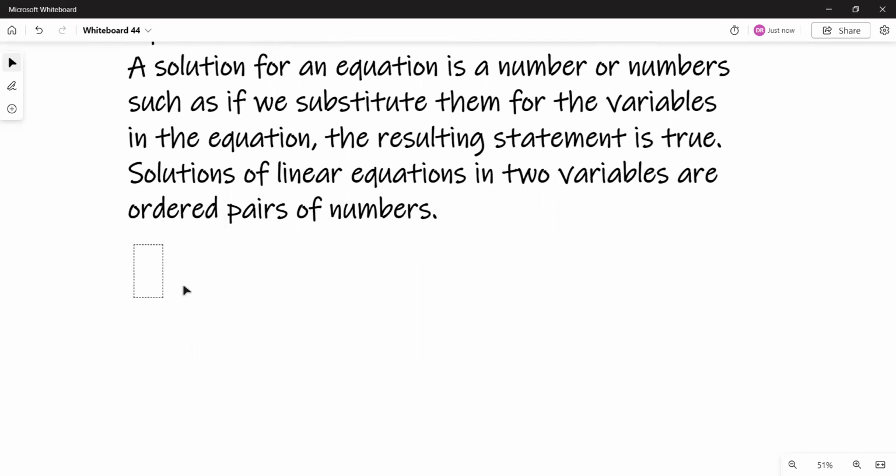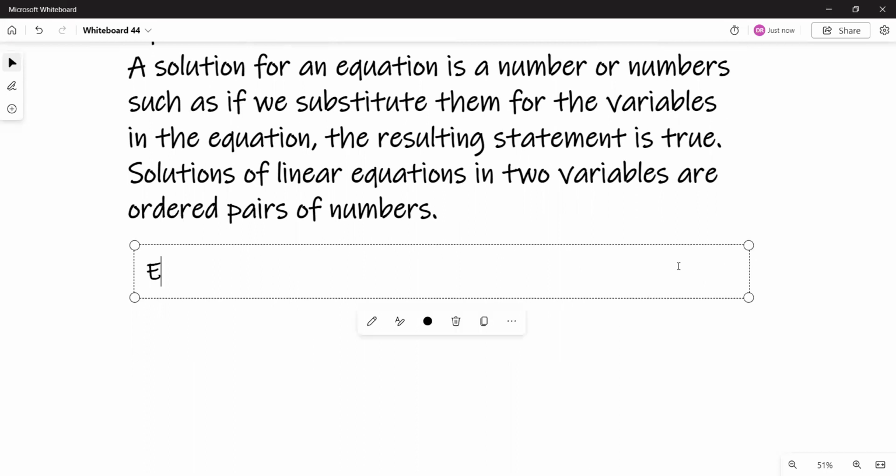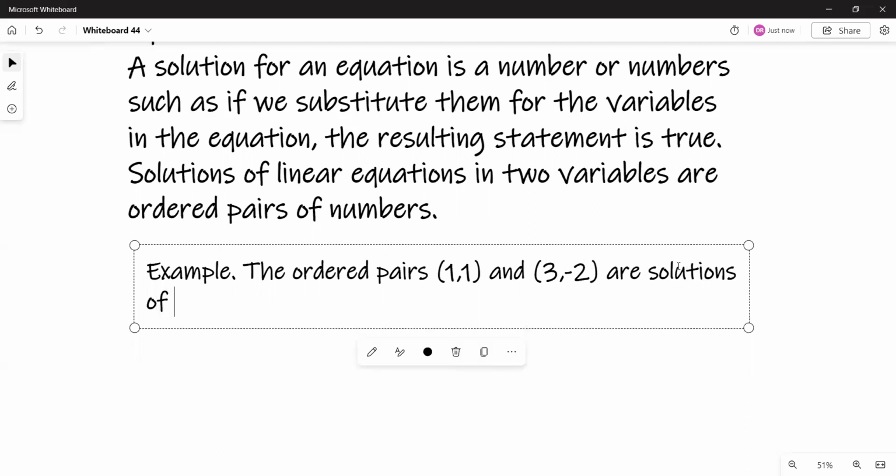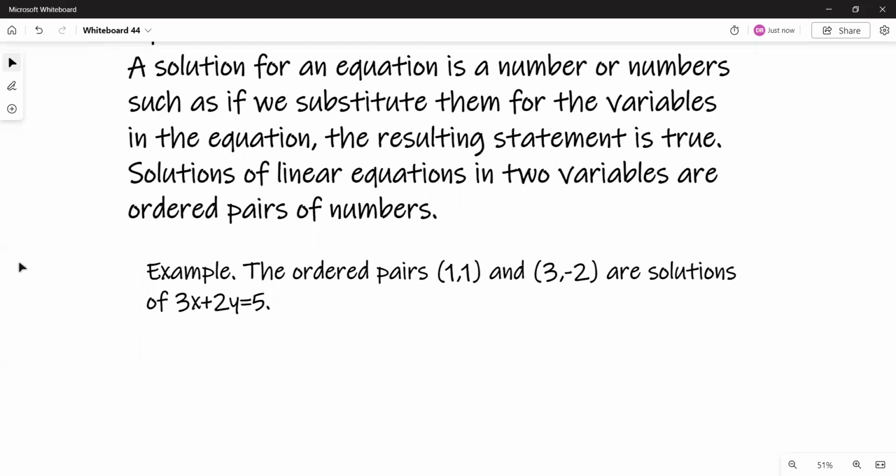For example, the ordered pairs (1, 1) and (3, -2) are solutions of 3x plus 2y equals 5. So if we plug in the numbers, the ordered pairs are going to be in alphabetical order. They always go in the order x, y.